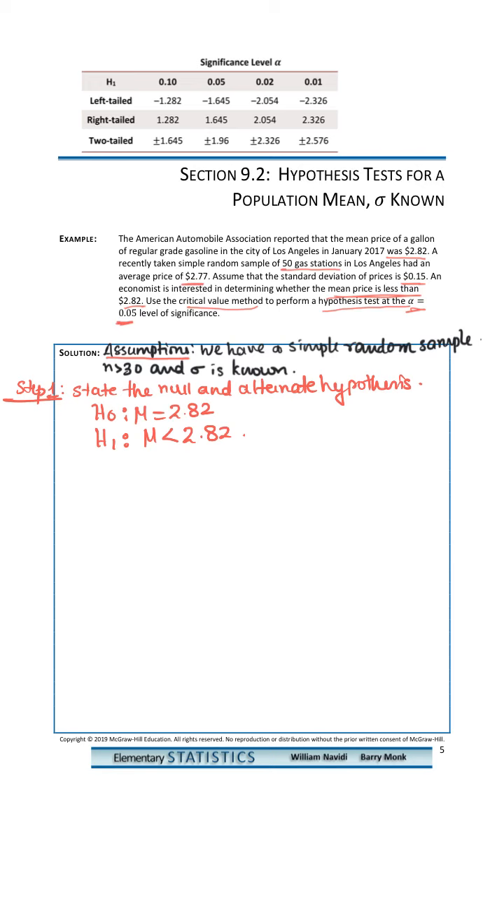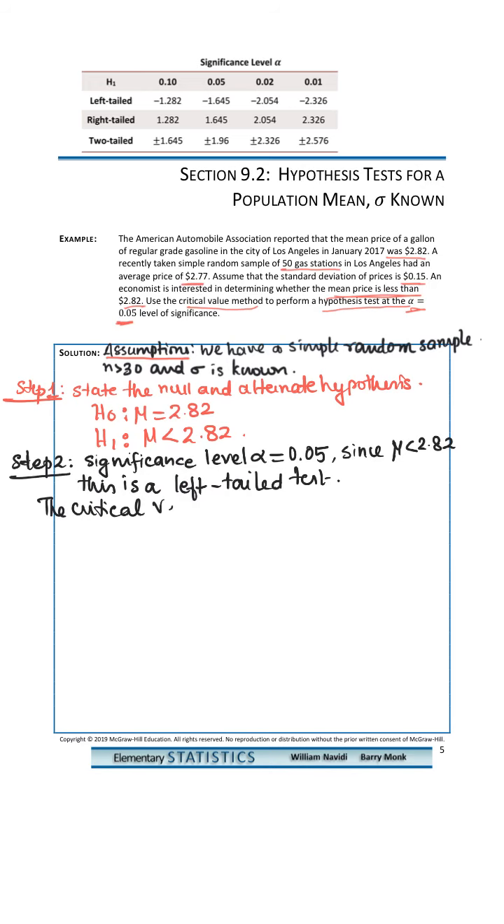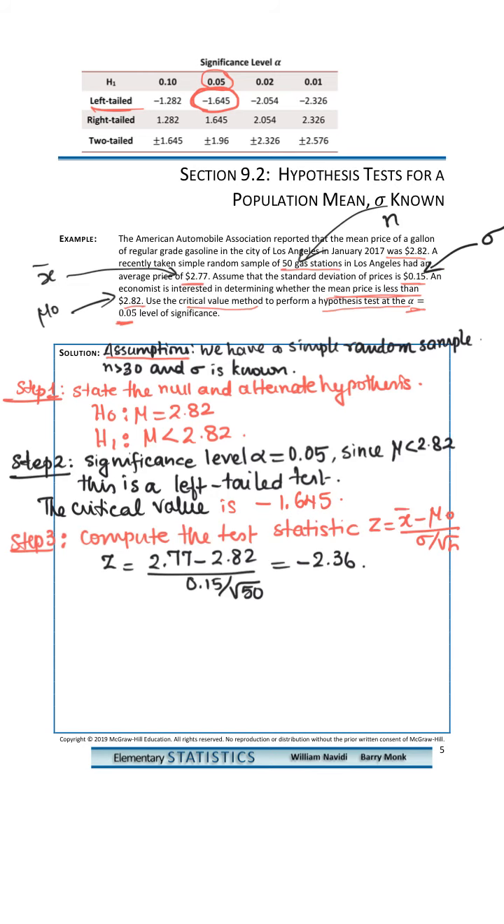Step 2: Choose the significance level and find the critical value. Since alpha is 0.05, and mu is less than 2.82, so this is a left tail, so the critical value that corresponds to that is negative 1.645. Step 3 is compute the test statistic. After finding the test statistic, determine whether to reject the null hypothesis or not.